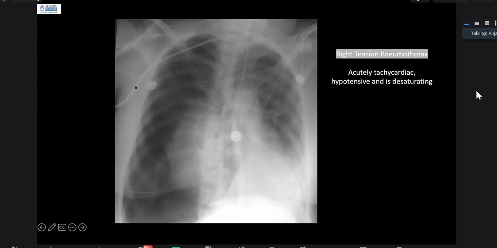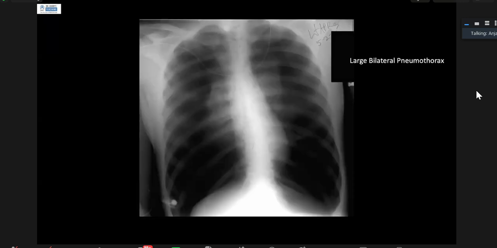And this tube here, or the line here, or the drain that you're seeing here, is a drainage catheter that has already been inserted to relieve the tension. But that tension has not been fully relieved. You can still see that the mediastinum has been pushed to the other side, and the same side diaphragm has been depressed. Okay, so these are the signs of tension.